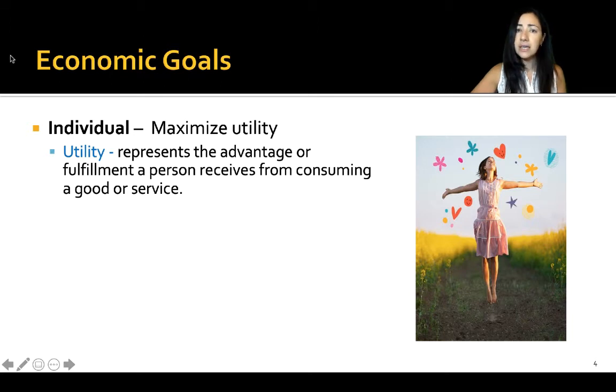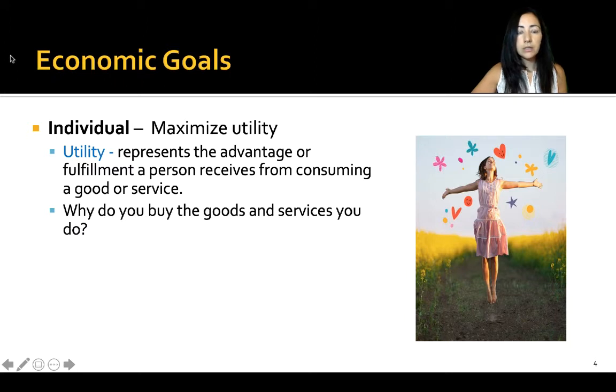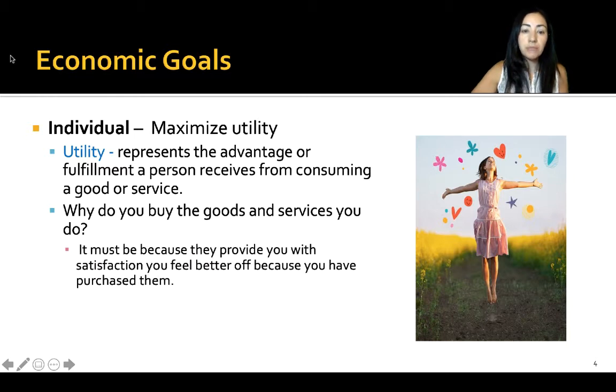It's a method that theoretically is created in order to quantify the idea of satisfaction from consumption of a good or service. So we ask the question, why do we buy the goods and services that we purchase? Right? The answer must be that they provide us with some kind of satisfaction and they make us feel better for having purchased them. Now let's go on to the firm.